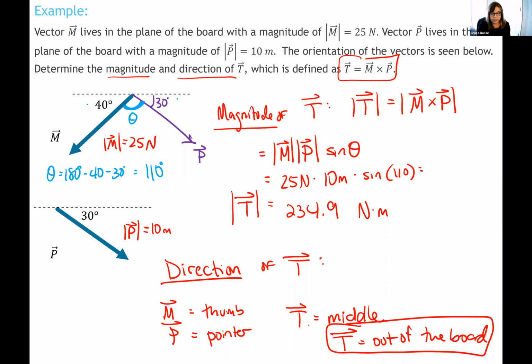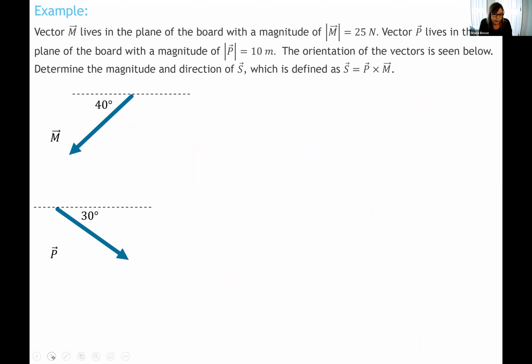So now putting those two things together, vector T points out of the board with a magnitude of 234.9 Newton meters. That is vector T. We have a magnitude and a direction, we're done. What if I had asked you this problem instead? Can we solve this problem a little bit faster now that we know we've already done the previous one?